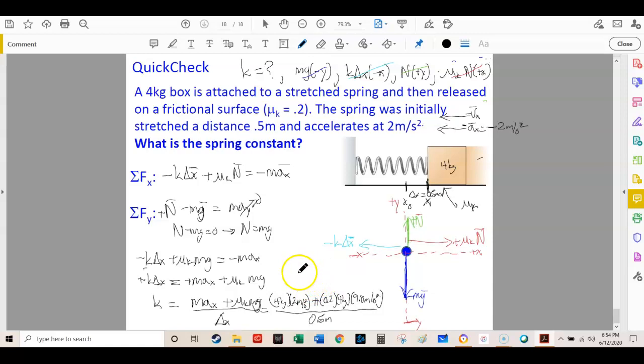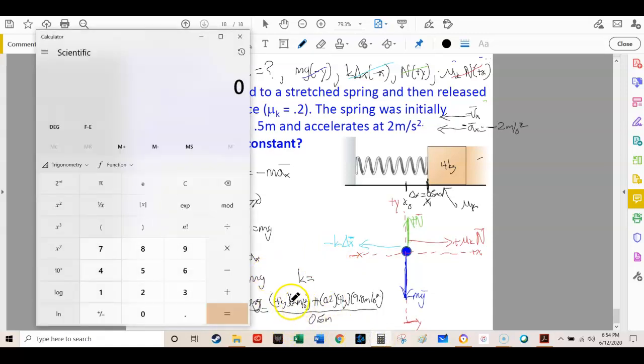So this is going to work out to, let me put all these numbers into a calculator. So 4 times 2 is going to be 8. Then I'm going to go plus 0.2 times 4 times 9.8, in parentheses, enter, 15.84 is the result of this whole top part, and I'm going to divide that by 0.5. 31.68.